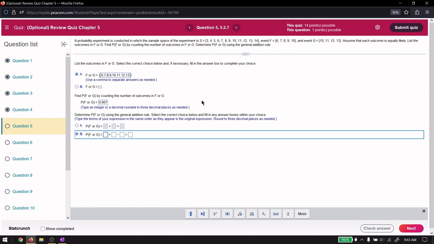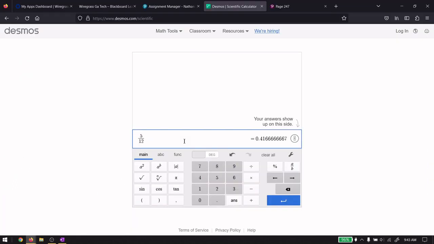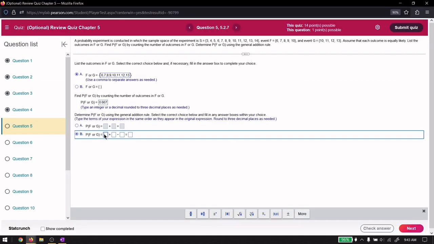So the probability of F is the first one. Probability of F is, let's see, that's going to be 5 out of 12. Rounded to 3 places, it's 0.416, so it's going to be 0.417. The probability of G is going to be 4 out of 12. That's 1/3, so 0.333.